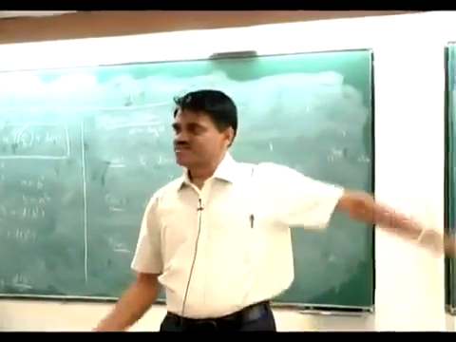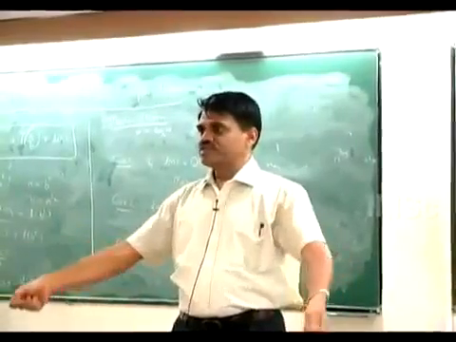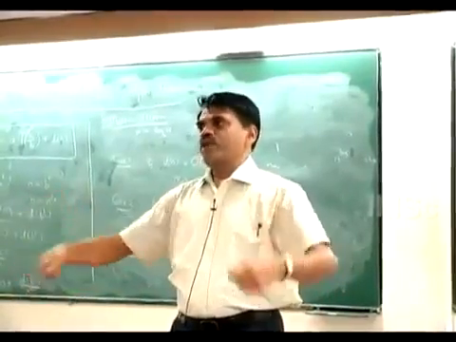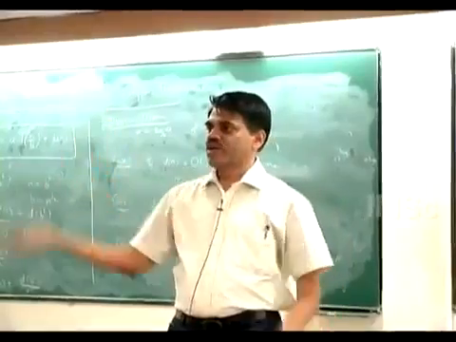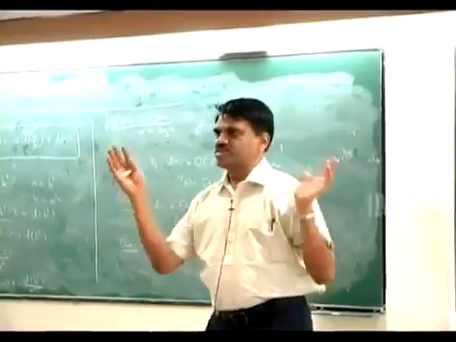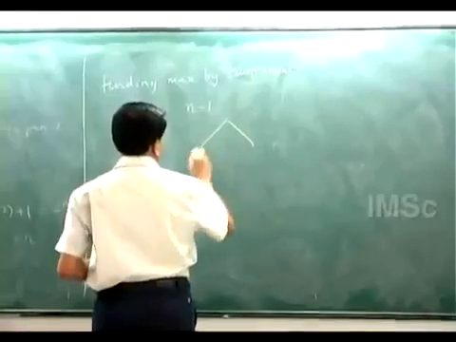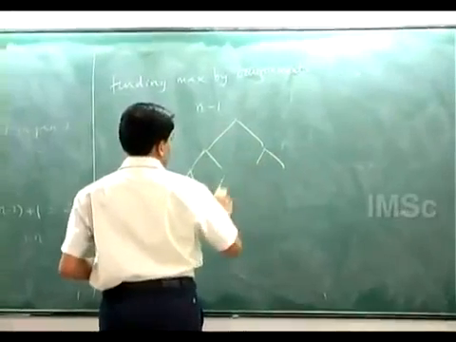Then how many comparisons? In the first round, n by 2. In the next round, n by 4, then n by 8, and when you add them all, you get n minus 1 again. It's a geometric series, so it also gives you n minus 1. So you have a tournament like this.